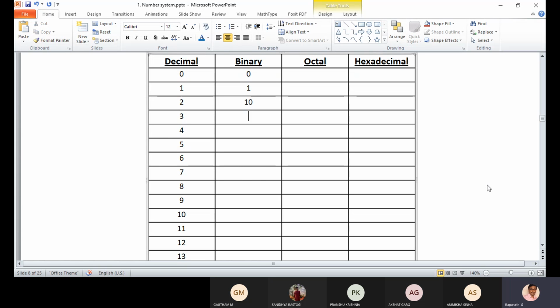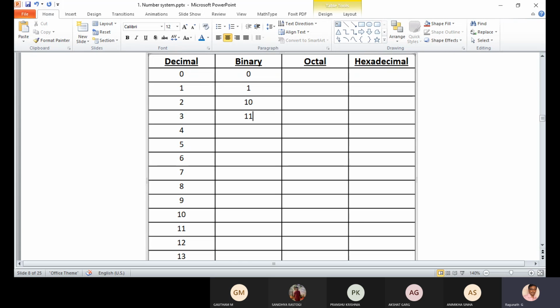2 plus 1, the next number is 3, no? For 2, we are writing 1, 0. For 3, how do we write? 1, 1. Yes, your answer is correct. Where do we add, at the LSB or the MSB? LSB. 0 plus 1, what's that value? 1. In the MSB we already have 1, so this is the answer.